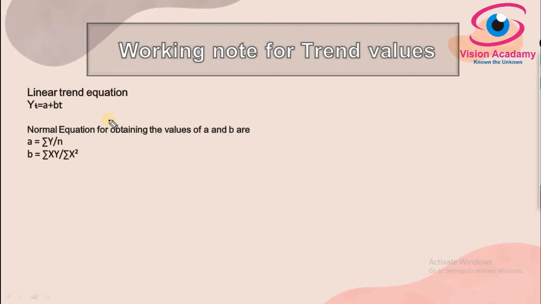There are different types to find the least square method. One is the linear trend equation, and there are another two methods, hyperbola and parabola, like that. I am solving this problem using the linear trend equation. For the linear trend equation, the formula is Yt = a + bX. So here we need to find a and also we need to find b.